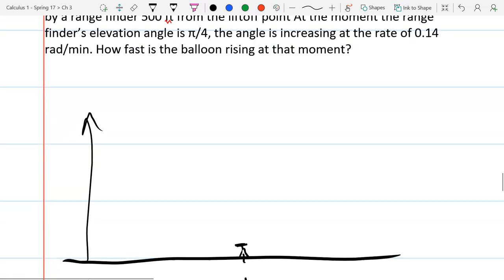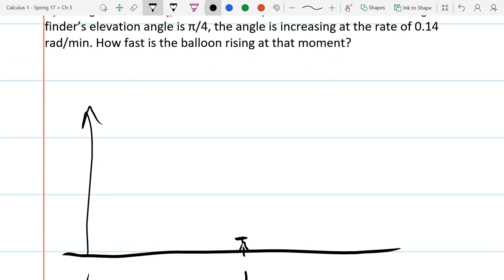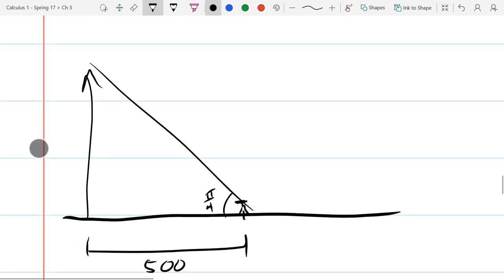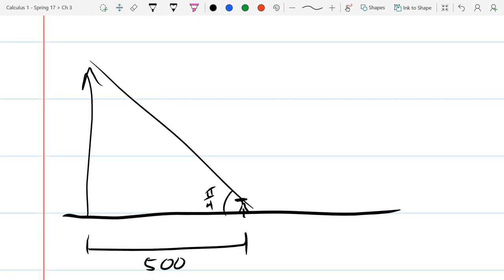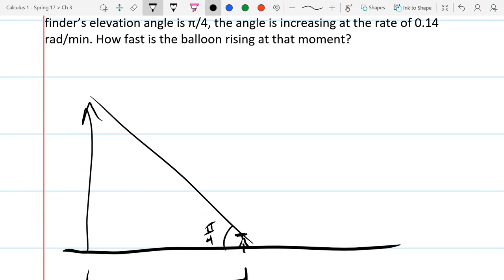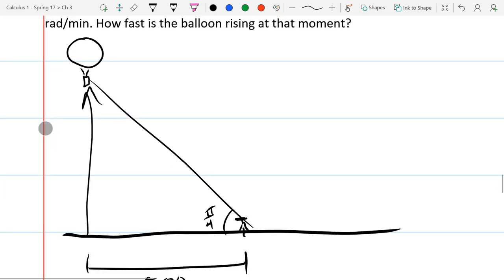All right, so our hot air balloon is going straight up on this arrow, and at the moment we're considering, the rangefinder is looking at the hot air balloon and is making a 45 degree angle, or pi over 4. So we have a hot air balloon, or a light bulb going up.